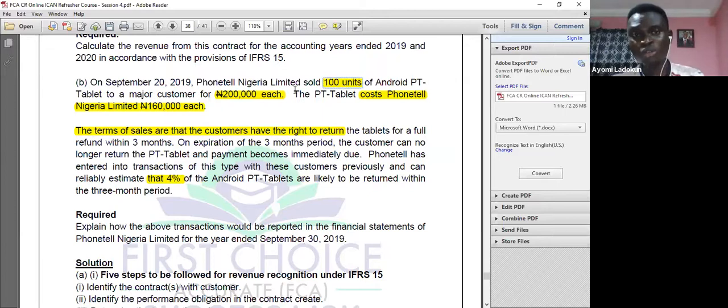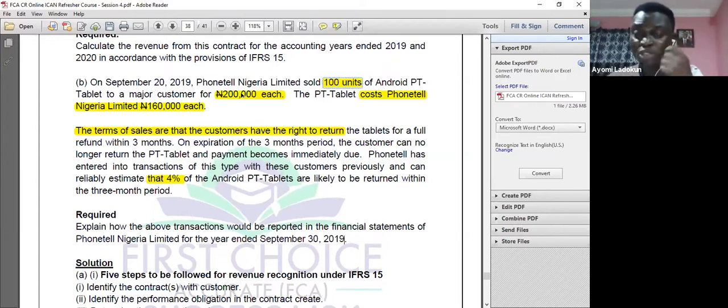So I'll say 200,000 multiplied by 100 multiplied by 96%. But if you like, you can just say 200,000 multiplied by 100 units, then you have that 20 million. When you have 20 million, you calculate 4% of that 20 million. What you have left is your revenue. The 20 million is your revenue in quote, it's not really the revenue. The actual revenue is about 19.2 million if you remove 4%.